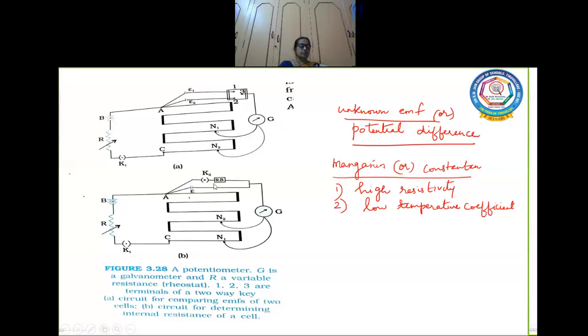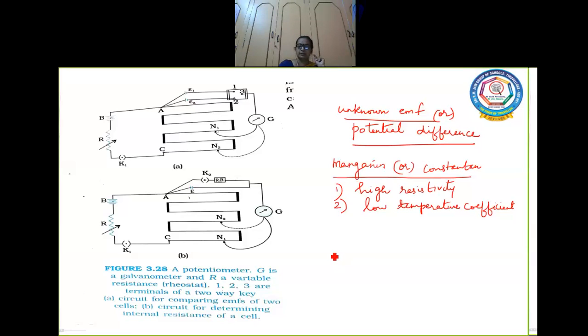Okay, children. So if we want to find out the EMF of any cell, you connect the cell across this and you send some current through this wire. Now at a particular point, when the galvanometer shows null deflection, that length will give the value of EMF of the cell. So the potential drop across the wire will give the value of EMF of the cell. So this can be found out by Ohm's law.